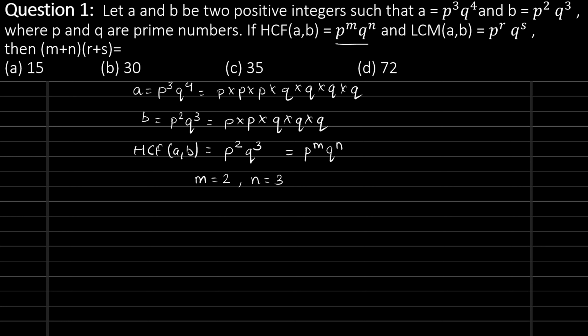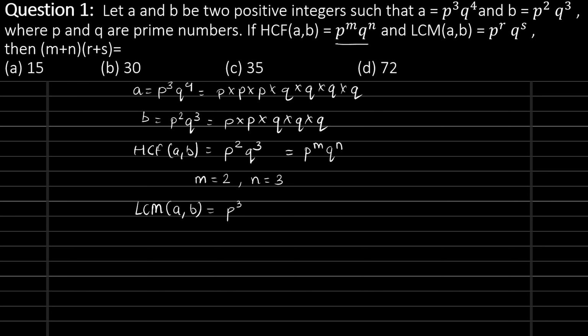Simple. Now, let's try finding out the lowest common multiple, LCM, of A and B. For LCM, you have to look at the highest exponent of the prime factor in both of them. In A we have P raised to 3, right? And in B, we have P raised to 2. Among which the highest is P raised to 3. Now, for Q, in A we have Q raised to 4 and in B, we have Q raised to 3. Among which the highest one is 4. So therefore Q raised to 4 we will be writing here.